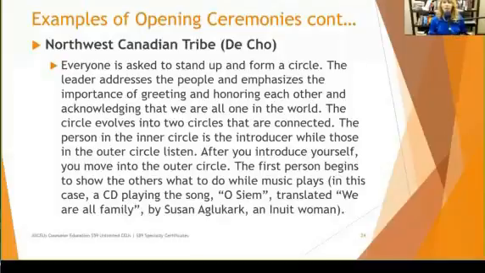The Decho uses ceremony where everyone is asked to stand up and form a circle. The leader addresses the people and emphasizes the importance of greeting and honoring each other and of acknowledging that we are all one in this world. The circle evolves into two circles that are connected. The person in the inner circle is the introducer, while those in the outer circle listen. After you introduce yourself, you move into the outer circle.